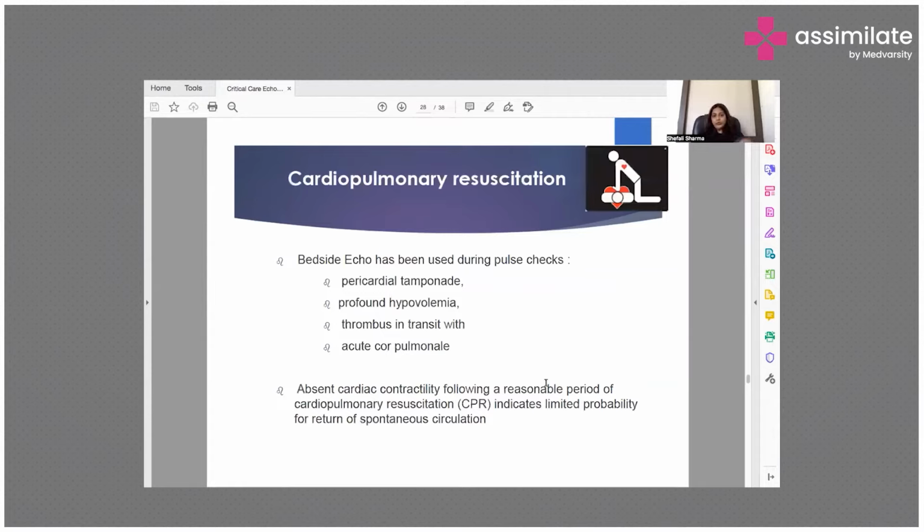Echo can also be used during cardiopulmonary resuscitation. The bedside echo has been used during the pulse check for diagnosing pericardial tamponade, profound hypovolemia, thrombus in transit, or acute pulmonary embolism. If there is absent cardiac contractility following a reasonable period of CPR, let's say 30-40 minutes, and there is no cardiac contractility on the echo, it indicates there is a limited probability for return of spontaneous circulation. So you can stop your CPR after doing this assessment.